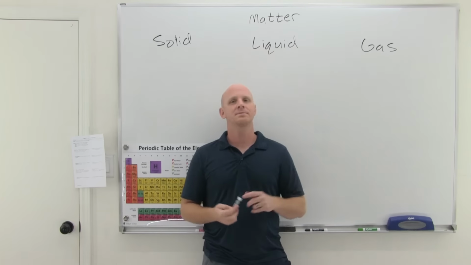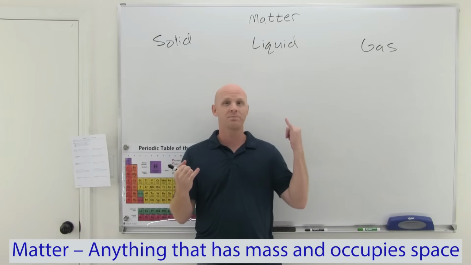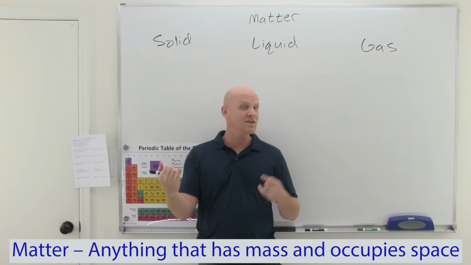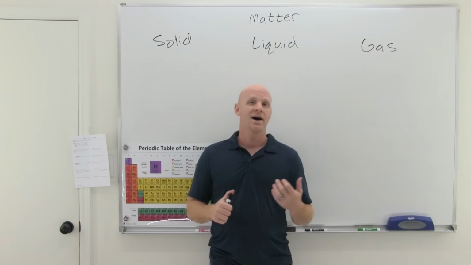All right, I've been yammering on enough here, so let's dive in and let's have a little discussion about matter. So what is matter? Simply put, matter is anything that has mass and occupies space. So it has mass and it has volume, would be another way of stating it. So that's what matter is, simply put.